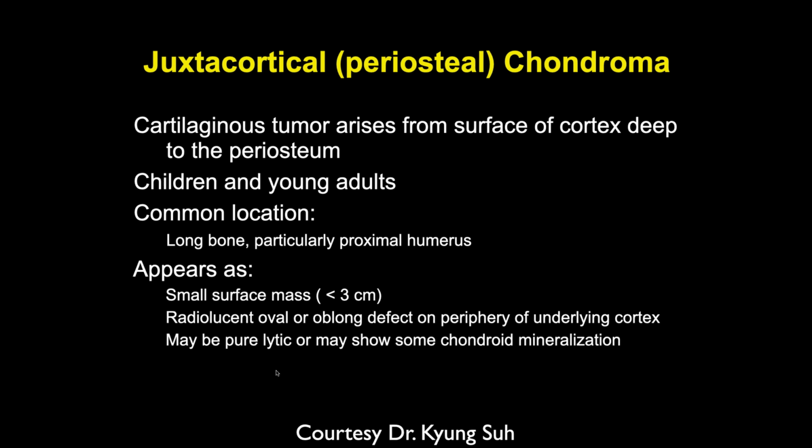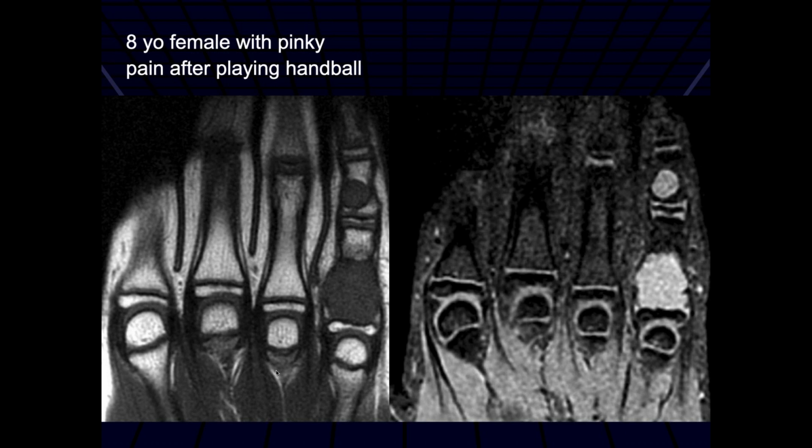And that cortex is really nice and thick, isn't it? It is, yeah. These are also called juxtacortical chondromas in this location. Would you follow this one? Yeah, I would probably follow it, but it's one I would be less worried about than some of the others we saw. Okay, Ashu.